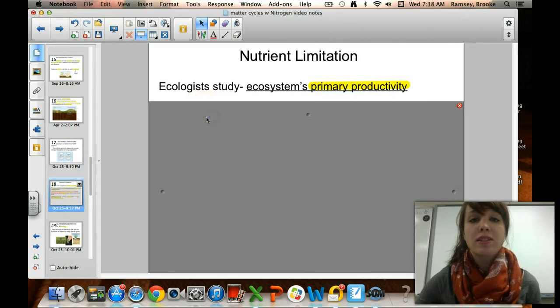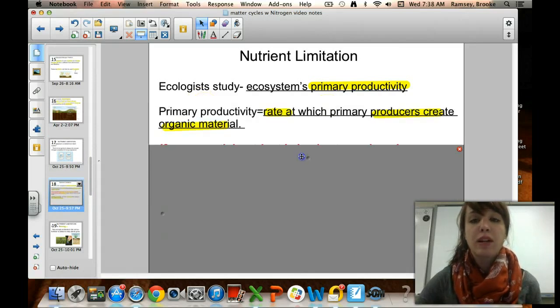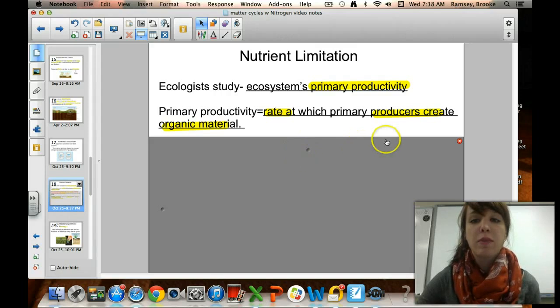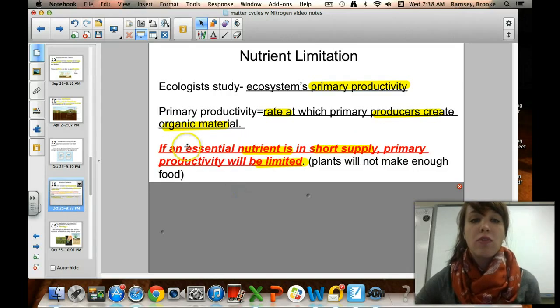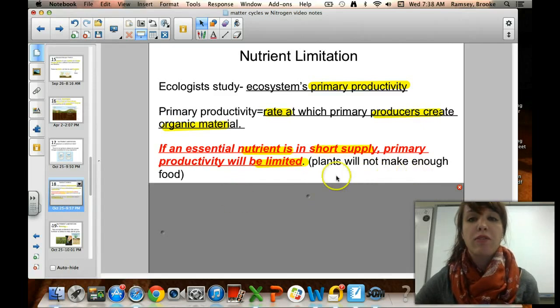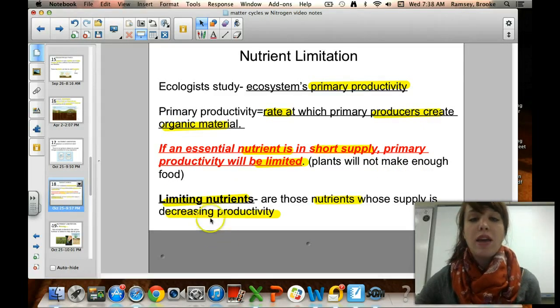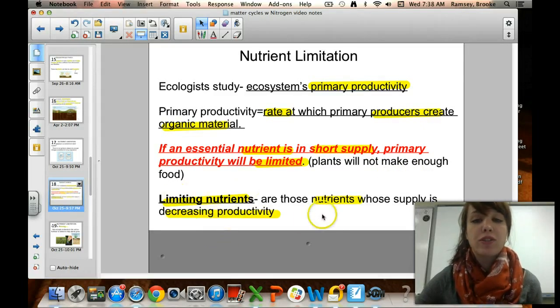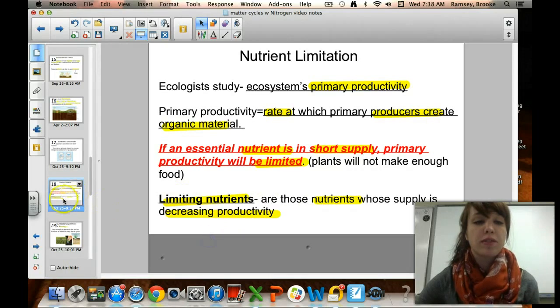So ecologists can study the ecosystem's primary productivity, which is the rate at which primary producers create organic material. If we have an essential nutrient that plants need and it's in short supply, then we say that primary productivity is limited, so plants will not make enough food. And then a limiting nutrient are nutrients whose supply is decreasing productivity.